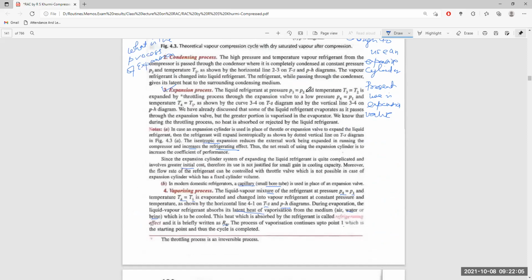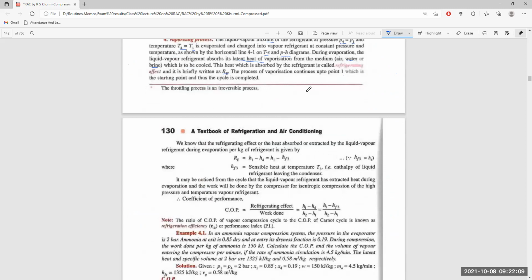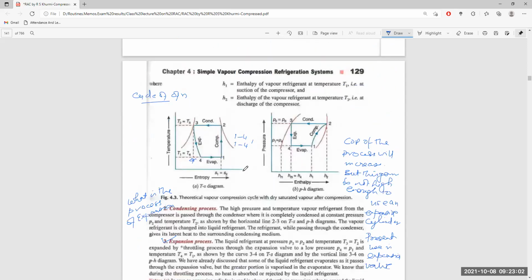Next comes the refrigerating effect. The heat absorbed or extracted by the liquid vapor refrigerant per kg of the refrigerant is given by RE. This is the amount of heat absorbed from the surroundings by the refrigerant. That is RE, which is given by H1 minus H4, as shown here. This is the refrigeration process.